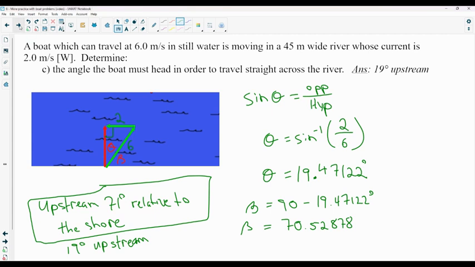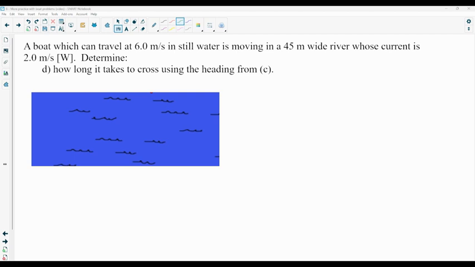Okay, let's roll on to part D. This one says a boat which can travel 6 meters per second in still water is moving in a 45 meter wide river whose current is 2 meters per second. Determine how long it takes to cross using the heading from C. So we got to go back to C and we're going to say, okay, I need to know how long it's going to take to get across.